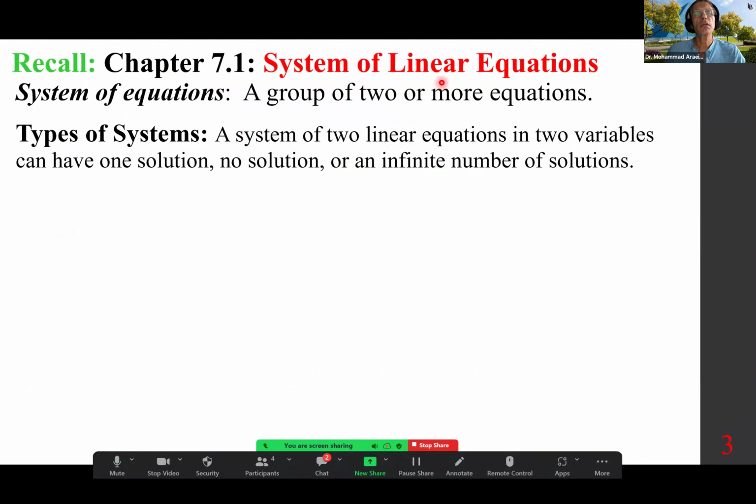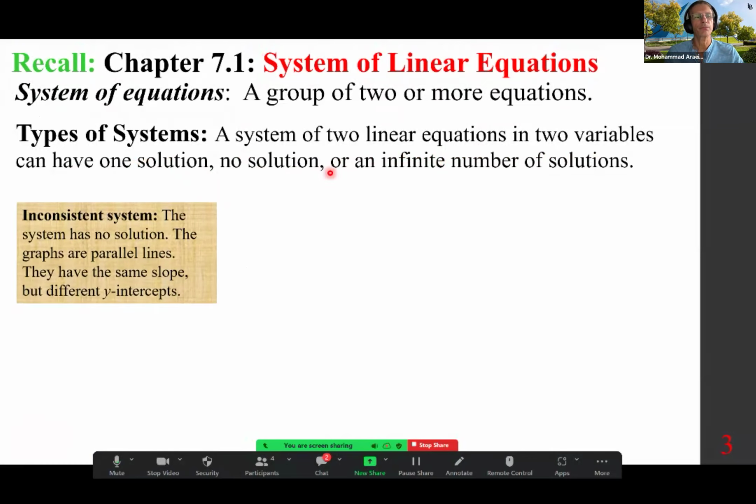For systems of linear equations, which is a group of 2 or more equations. That is the definition. System of equations, a group of 2 or more equations. Types of systems. A system of 2 linear equations in 2 variables can have one solution, no solution, or an infinite number of solutions.